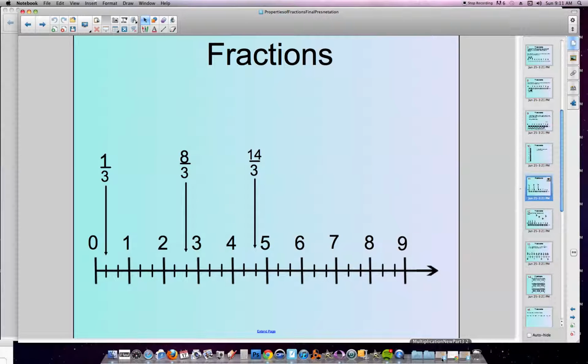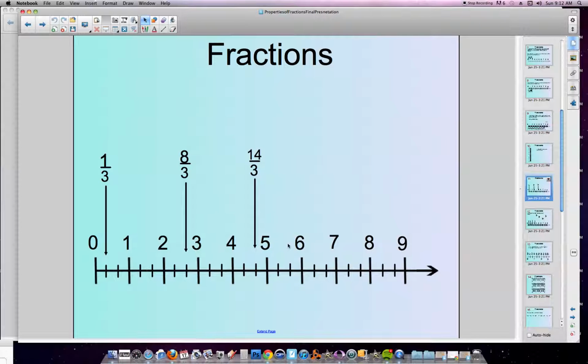It's also important to demystify the idea of an improper fraction. We may remember an improper fraction is a number where the numerator is bigger than the denominator. It's still a fraction. There's no difference between an improper fraction and a proper fraction when it comes to understanding where it exists on the number line. 1/3 represents one of these parts. 8/3, let's see, 1, 2, 3, 4, 5, 6, 7, 8. That's where 8/3 is. And we could keep counting up: 9, 10, 11, 12, 13, 14. That's where 14/3 is.